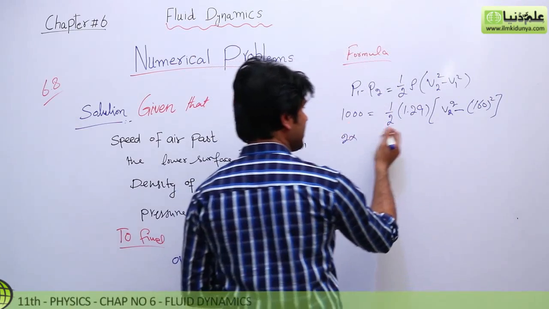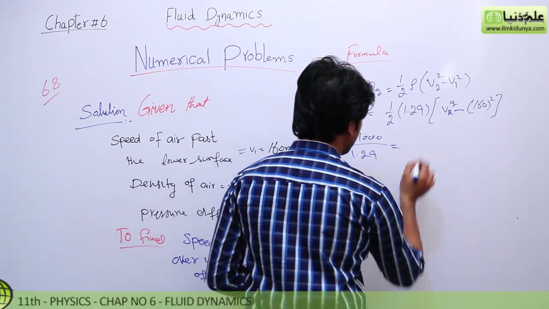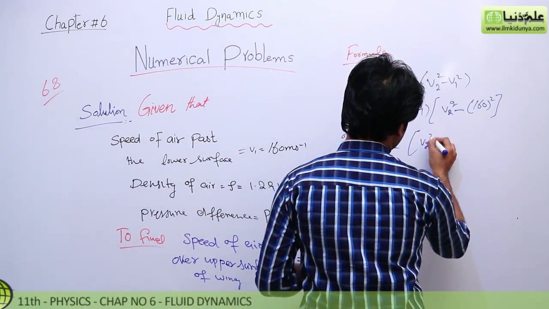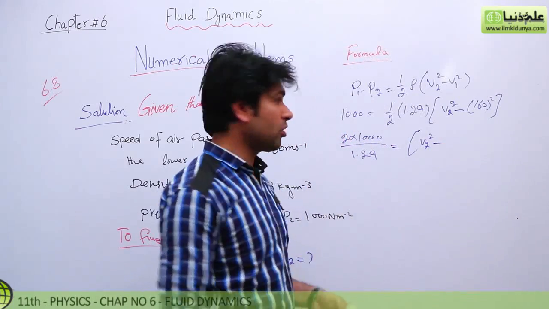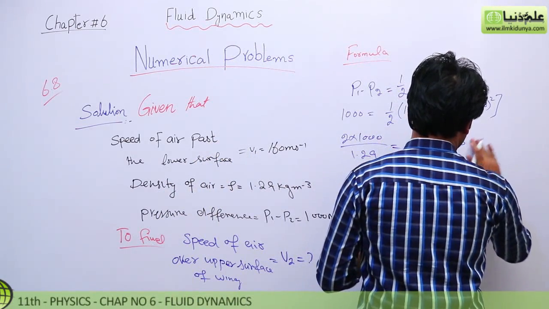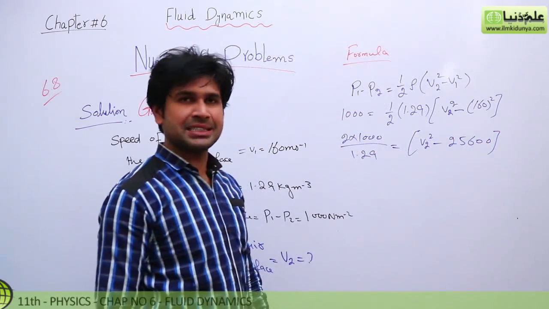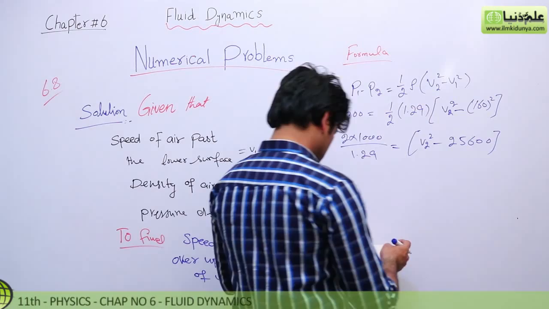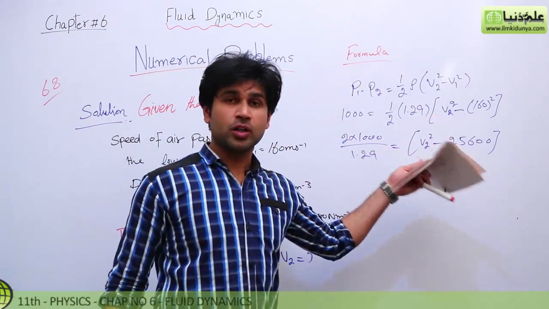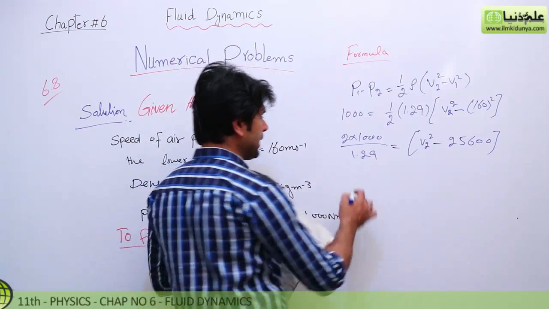When we take the 2 to the other side, it will multiply by 1000, and the density term will be in the denominator. Taking the square of 160, we have 25,600. Now separating the quantities, we will find the required quantity V2, which is the speed of air at the upper side of the wing, by rearranging this equation.